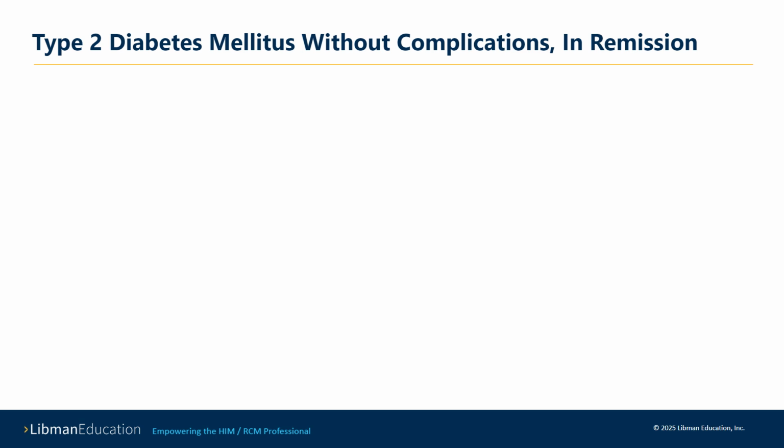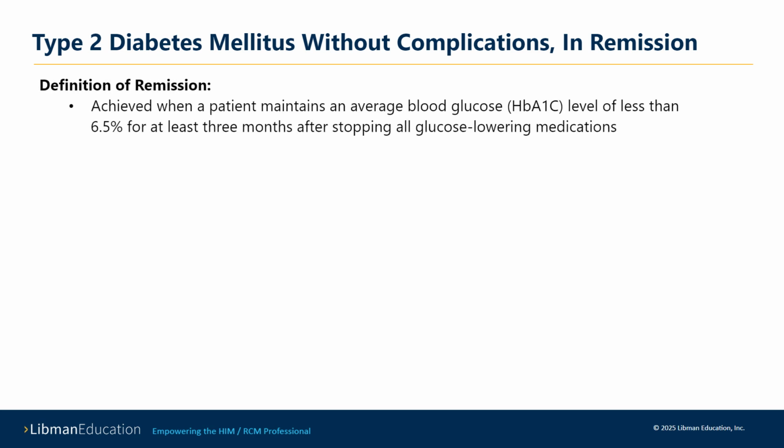Type 2 Diabetes Mellitus Without Complications in Remission. What is the definition of remission? It's achieved when a patient maintains an average blood glucose or an HbA1c level of less than 6.5% for at least 3 months after stopping all glucose-lowering medications.